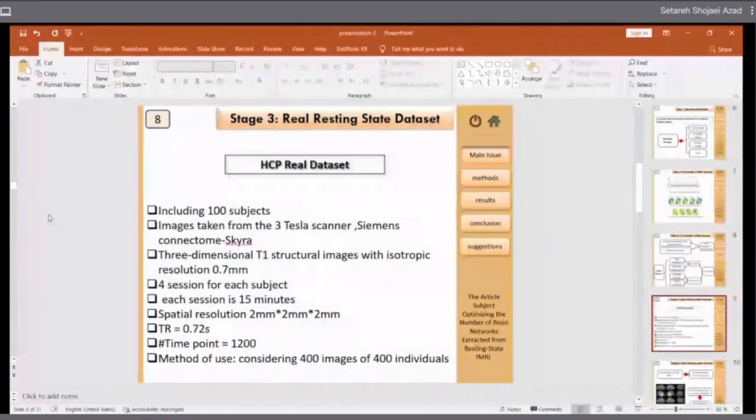For step 3, I can talk about the HCP data, Human Connectome Project data set. Our sample includes 100 subjects. We scanned on a 3 Tesla scanner, and for each subject, the number of sessions was 4, approximately 50 minutes each. The first 2 were 1 day apart, and the next 2 sessions were the same way on another day. So we have 4 images for each person, and we considered them as 400 resting state fMRI images of 100 individuals.